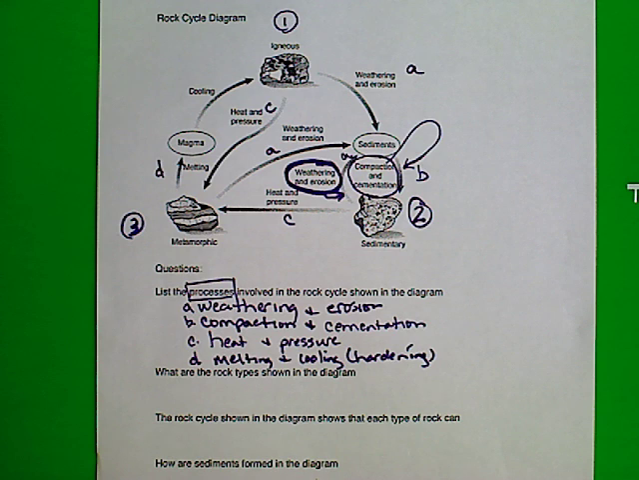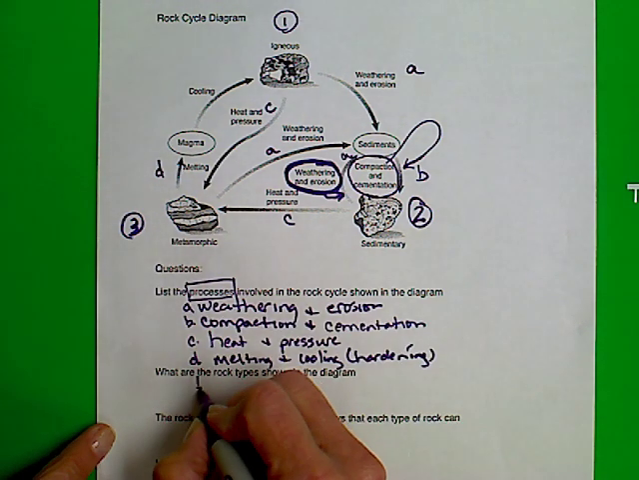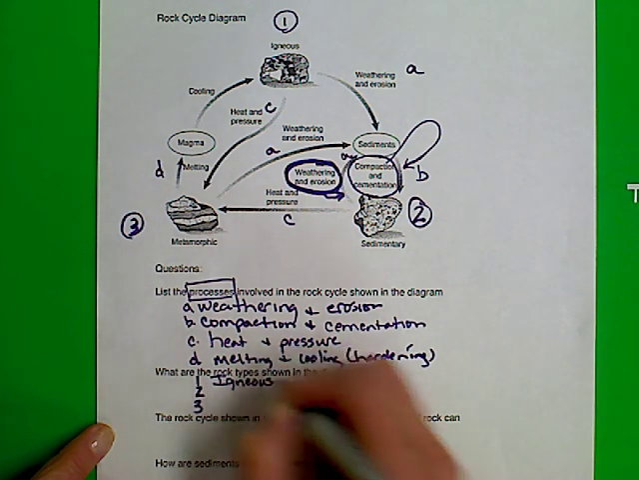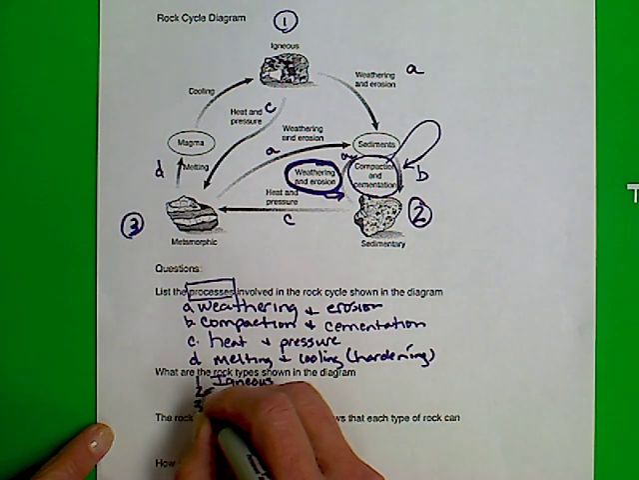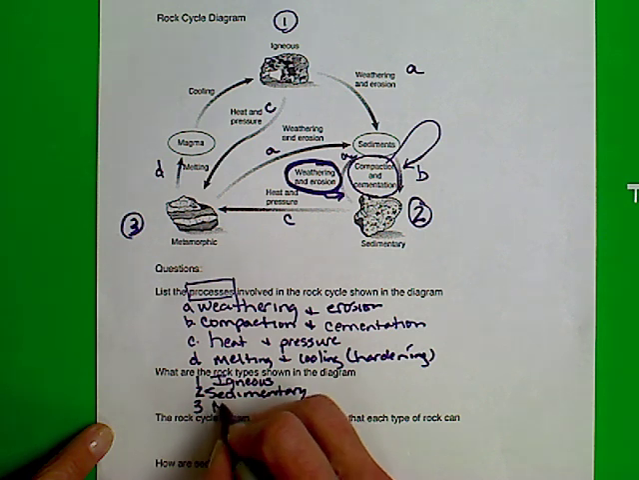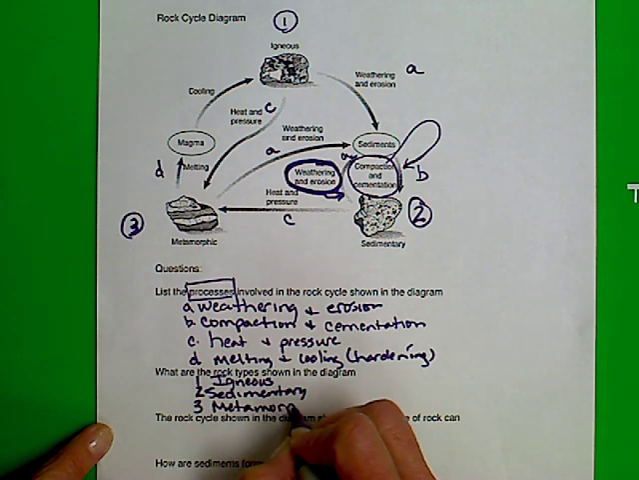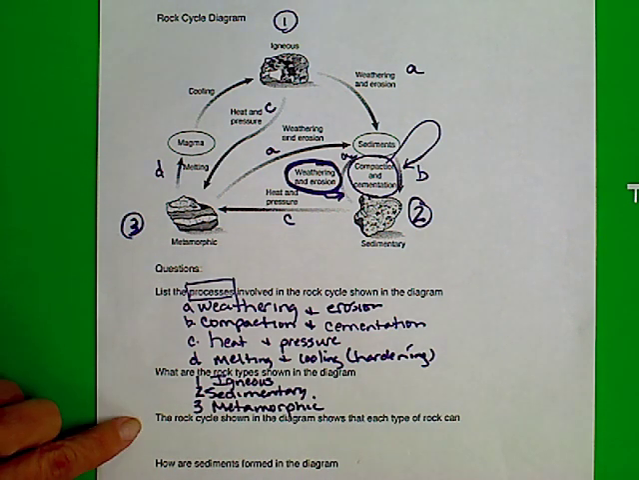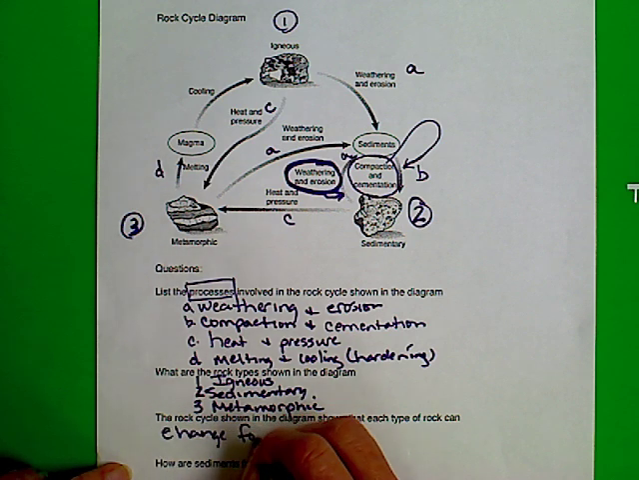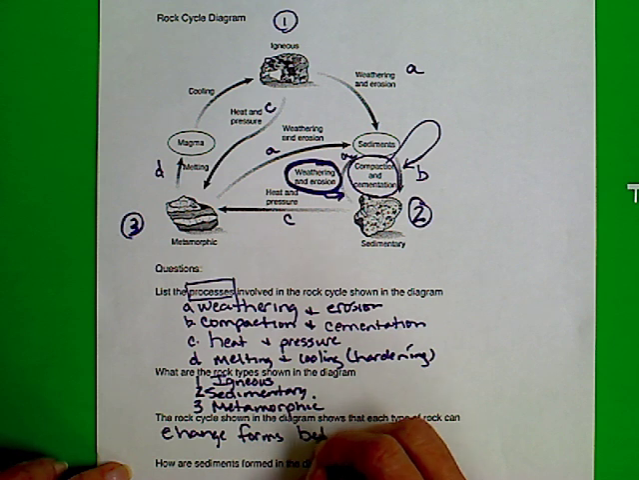All right? What are the rock types shown in this diagram? Well, we labeled them 1, 2, and 3 here, so let's do it again. The first one is igneous. The second rock type is sedimentary. And the third is metamorphic. The rock cycle shown in the diagram shows that each type of rock can do what? It can change forms between different rock types.